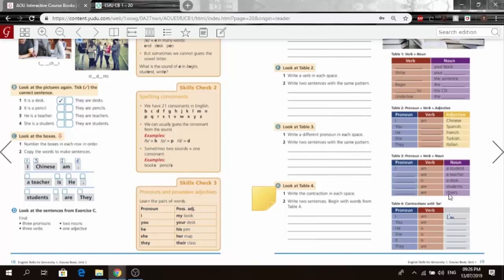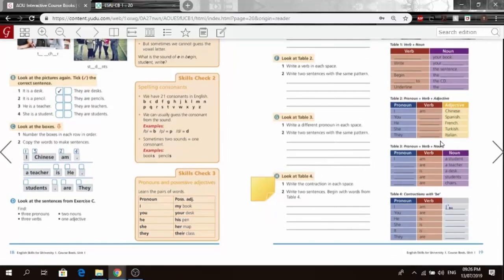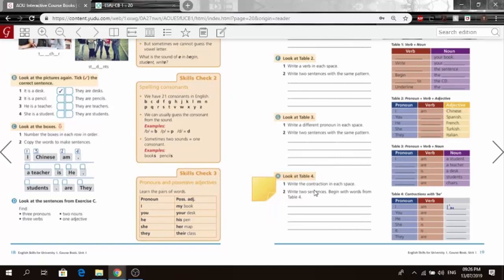Okay, so now moving on to table 4, H here. Write the contraction in each space. So instead of always writing I am, you are, he is, she is, sometimes we gotta just put them together, right? It uses less space and it's easier to pronounce. It's much better to say I'm than to say I am, right? When you say I am a lot, it's kind of annoying, right? When you say I am this, I am that, I am, but just saying I'm, you get to the point.